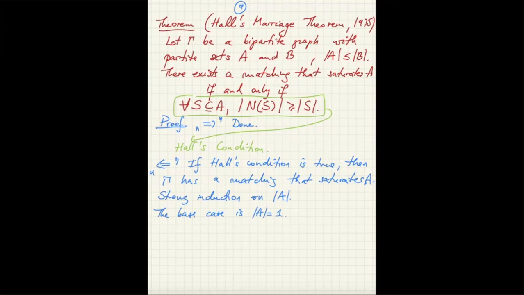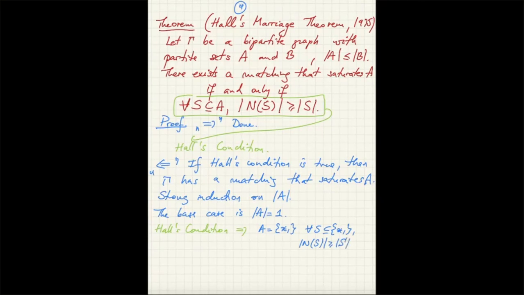Now, in this case, what does Hall's condition tell us? Well, it tells us that for any subset, so let's say A is a set with one element, let's just say X1. So A is X1, and our condition is that for any subset S of the set X1, the neighborhood of S is greater or equal to the cardinality of S.